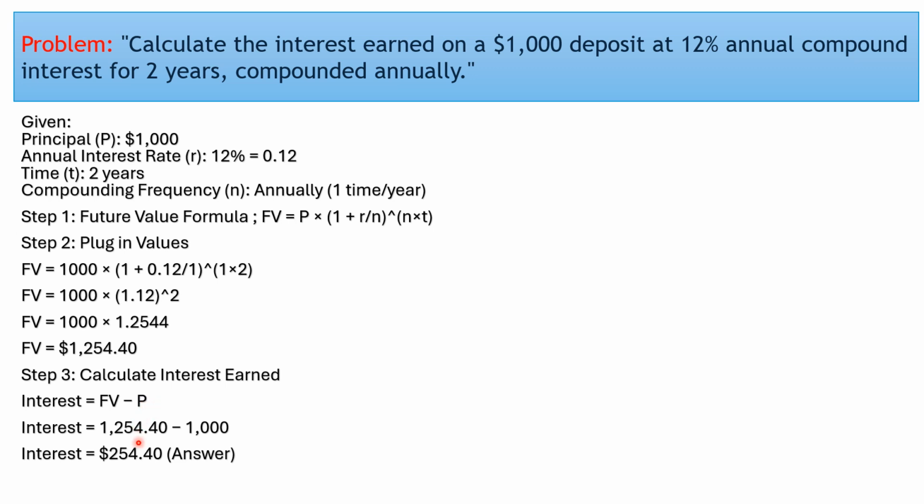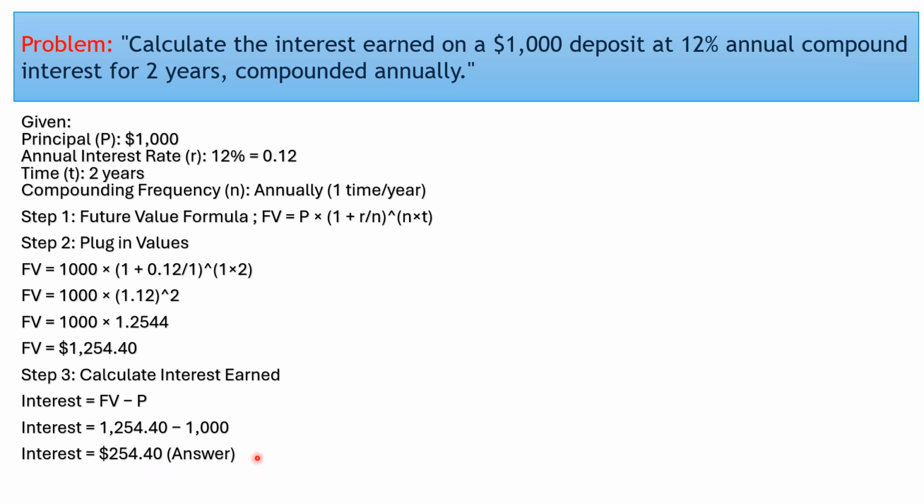So 1254.40, that is calculated in the second step, minus 1000, that is the principal value that is given in the question. So therefore, FV minus P, that is 1254.40 minus 1000, you get interest of 254.40. This is the answer.